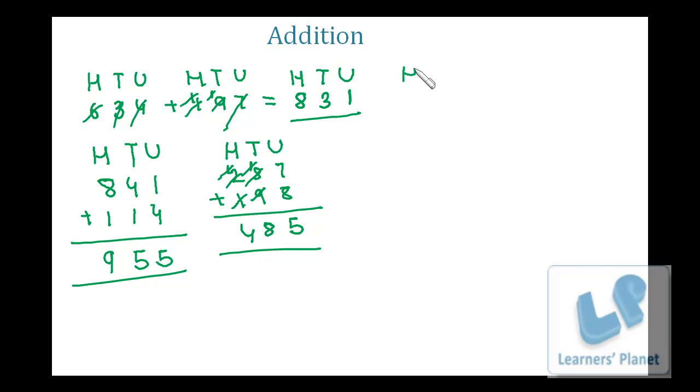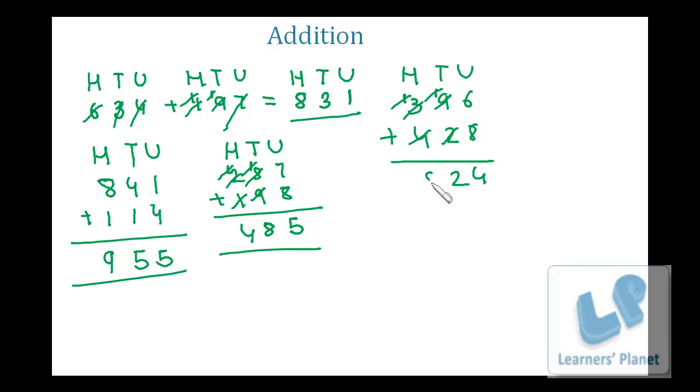Now suppose we have again hundreds, tens and units. If we take 396 plus 428, now we'll add 8 plus 6, that is 14. So 4, 1 is carried. 9 plus 1, 10. 10 plus 2, 12. 1 is again carried. So 4 plus 3, 7 plus 1, 8. So that's 824.